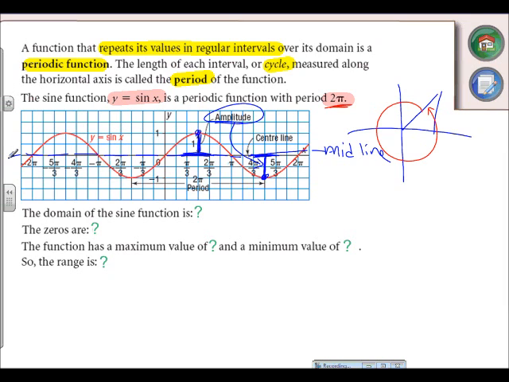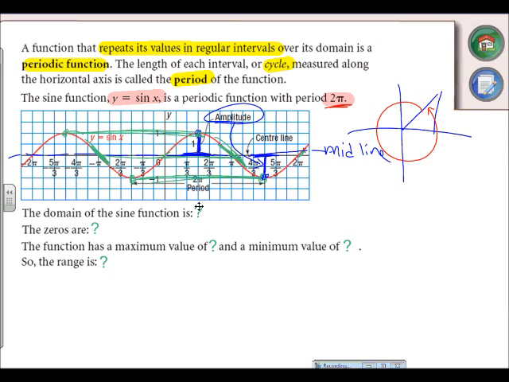The period is the distance from any part that repeats. So from a minimum to a minimum, that's a period. From the maximum to the maximum is also the period. From an x-intercept on the way down to an x-intercept on the way down. We read left to right, so I'm saying on the way down to on the way down. That is also the same distance. I could have gone from on the way up to on the way up, which is also a period. Anything to where that spot repeats exactly is called the period.